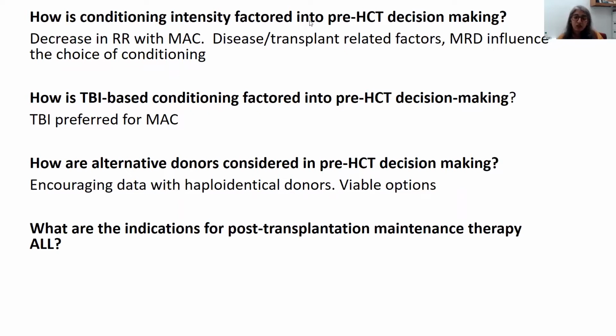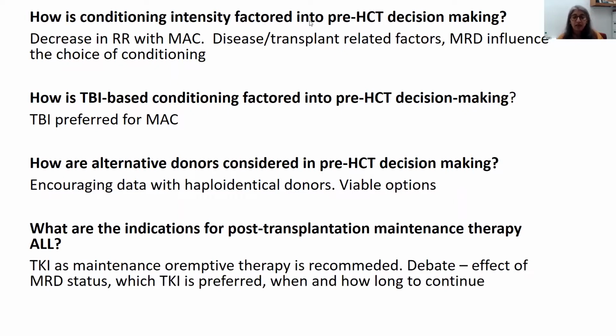And the indications for post-transplant maintenance therapy for ALL, definitely TKI as maintenance therapy, whether you do it as prophylaxis or preemptive, that's your call. However, I think prophylaxis will be preferred by almost all physicians. How long to continue, and which TKI is preferred, is something that we can always debate.